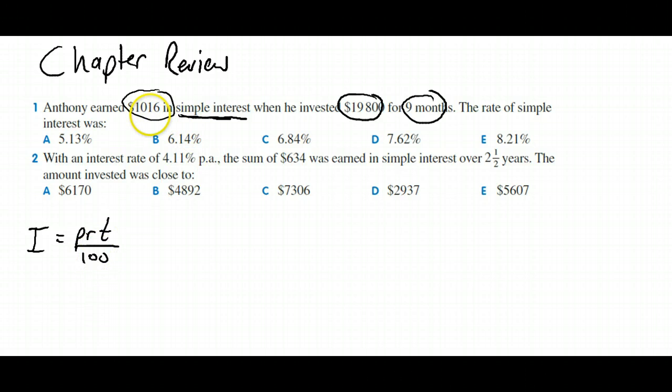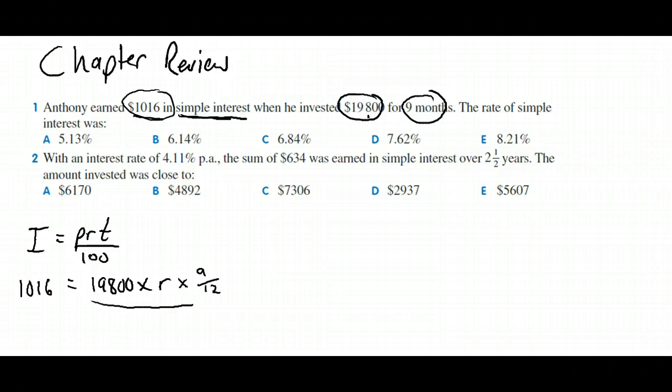And we've been given lots of info here. He earned $1,016 in simple interest, so that's the amount of interest that was earned, 1,016, and he invested this much, so that's the principal, so we can substitute that into the equation for P. The interest rate is what we need to work out, so we don't know R, and the amount of time was 9 months, and expressing that in terms of years, it's 9 over 12. So there we've got an equation. All we need to do is to enter it into a calculator.